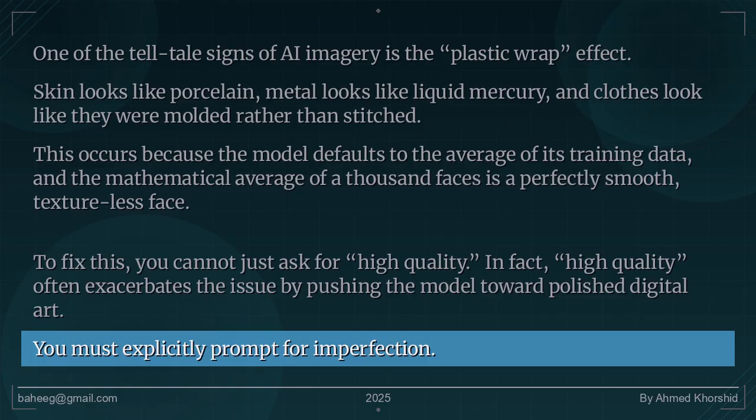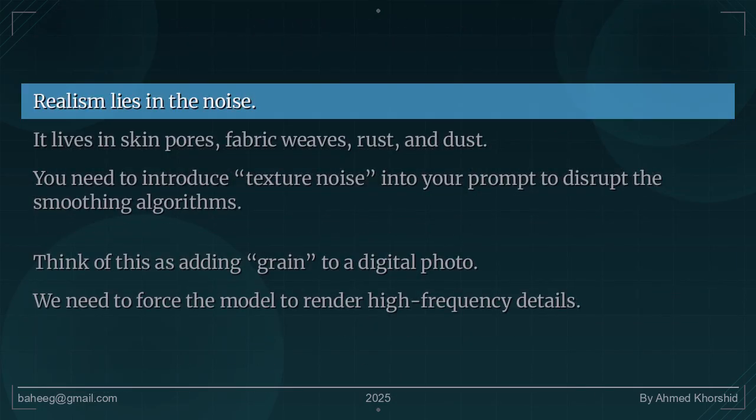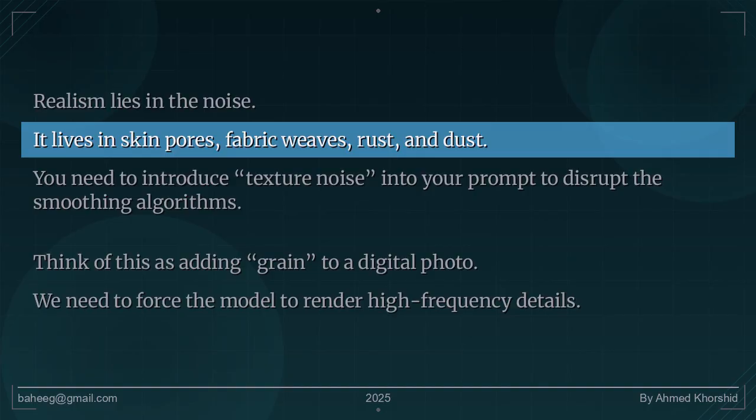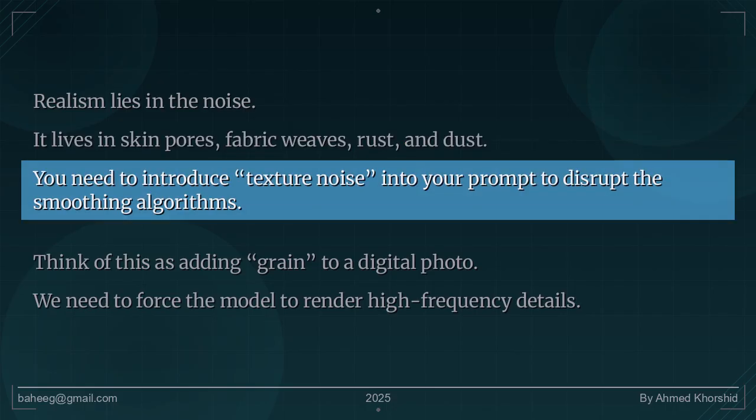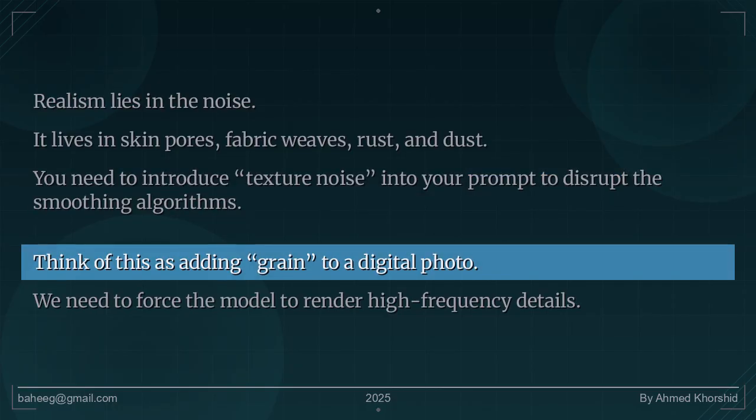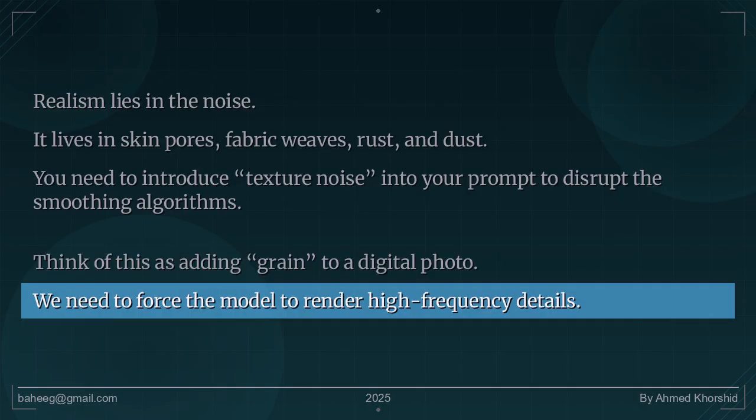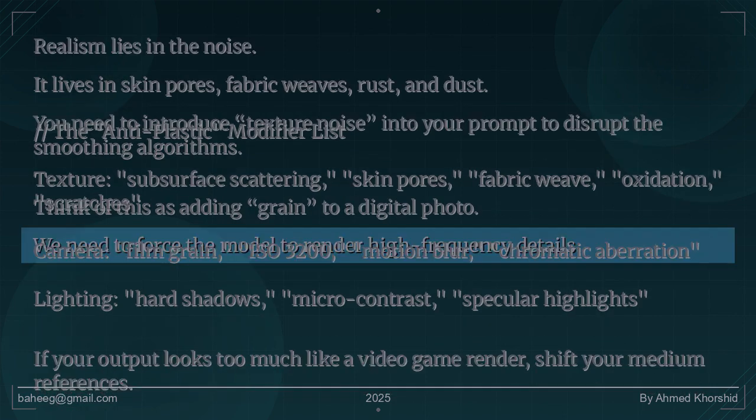You must explicitly prompt for imperfection. Realism lies in the noise. It lives in skin pores, fabric weaves, rust, and dust. You need to introduce texture noise into your prompt to disrupt the smoothing algorithms. Think of this as adding grain to a digital photo. We need to force the model to render high-frequency details.